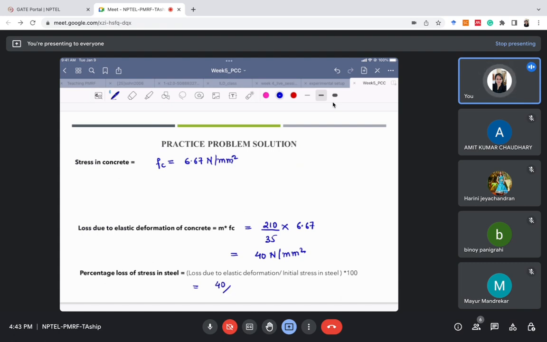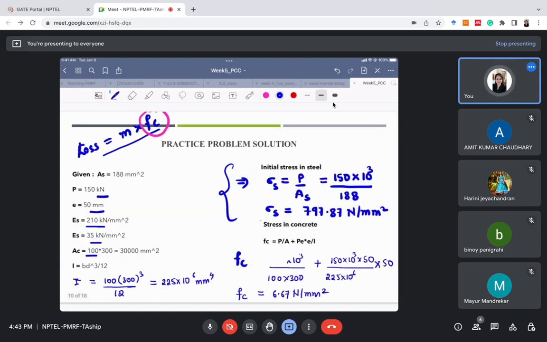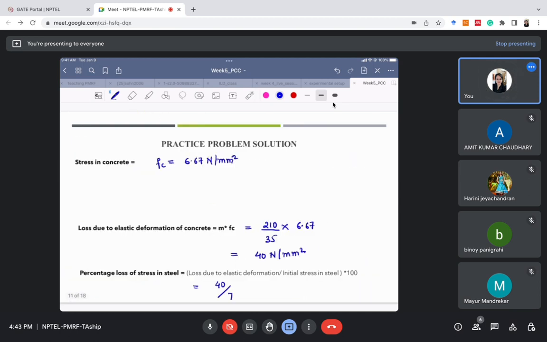What is the value of initial stress which I have calculated in steel? The initial stress was 797.87. So it is 40 divided by 797.87 and into 100 to calculate the percentage, and finally the percentage loss comes nearly to be 5%.